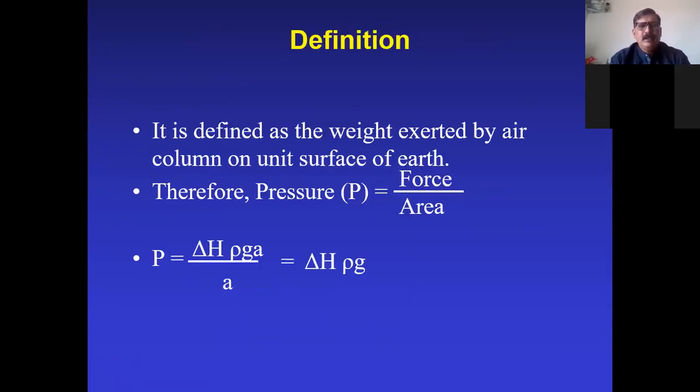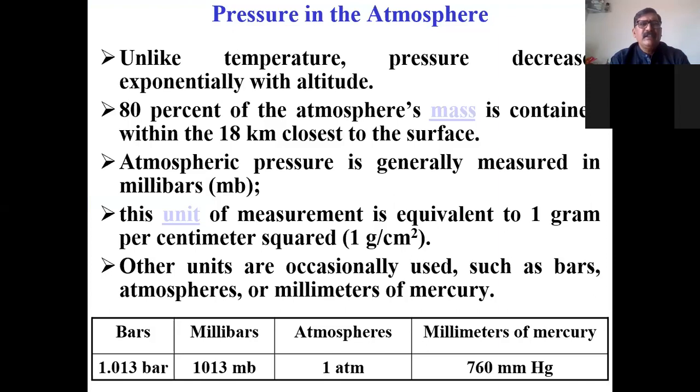So the weight exerted by an air column on a unit surface area of the Earth is called the atmospheric pressure, and this is the formula we have already seen.